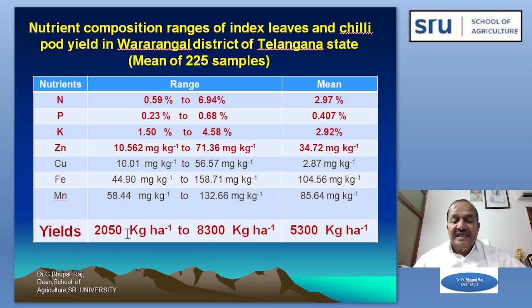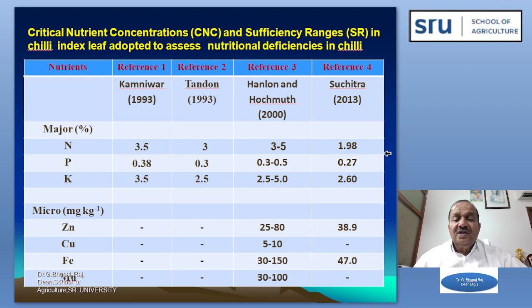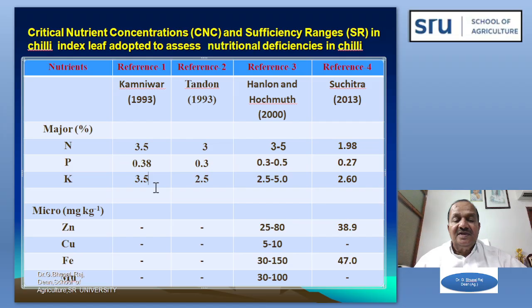So yields ranged, as I told you, from 2050 kg to 8300 kg, with a mean value of 5300 kg per hectare. There are different reference values developed by different authors. For example, Kaminwar in 1993 developed these critical nutrient concentrations: 3.5 for nitrogen, 0.38 for phosphorus, 3.5 for potash.